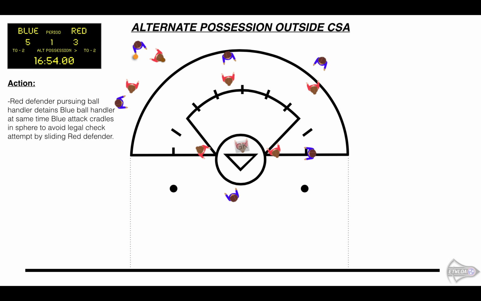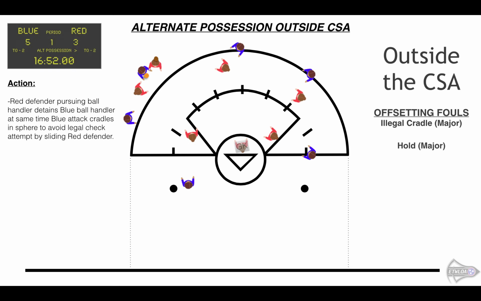I'll go ahead and go over the next two scenarios that I did not have to deal with, but I'm just doing this for my benefit. Alternating possession procedure outside the critical scoring area, and we'll make up a hypothetical here. We'll have red with the alternate possession and a red defender pursuing a blue ball handler, and at the same time the blue attack cradles in the sphere to avoid a legal check by a sliding red defender, and the red defender pursuing the ball handler detains or holds the ball handler.